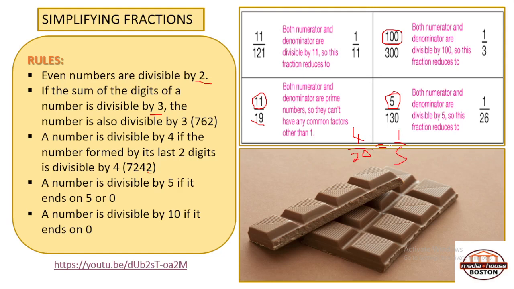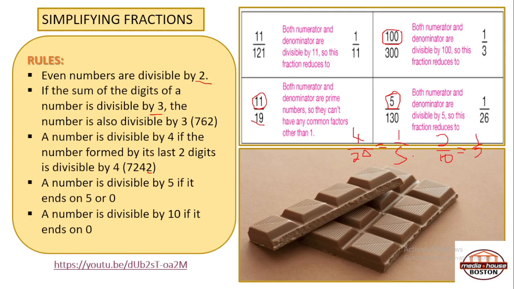Then someone might say, what if I use 2? If you use 2, you say 4 divided by 2 gives 2, and 20 divided by 2 gives 10. So the first thing you get is 2 out of 10. And 2 out of 10 can still be simplified because 2 can still go into both numbers. So you simplify further: 2 divided by 2 gives you 1, and 10 divided by 2 gives you 5. Which still leads to 1 out of 5.